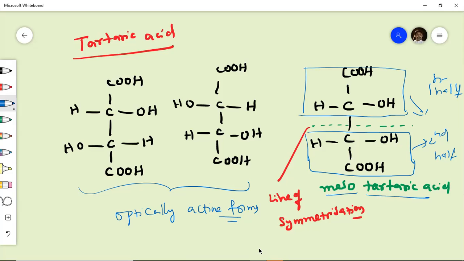This is one best example to understand what a mesoform is, and mesoforms are nothing but optically inactive compounds. Although they have some optically active forms, the optically active forms are changed to the mesoform in this observation we have done. So internal compensation is one of the points we have discussed in mesoforms.